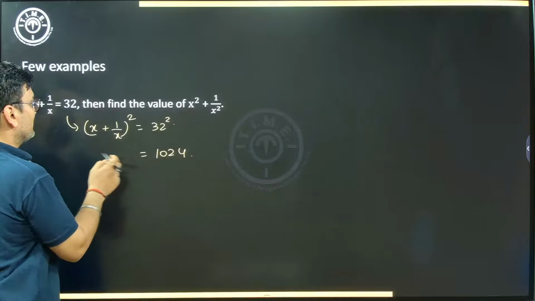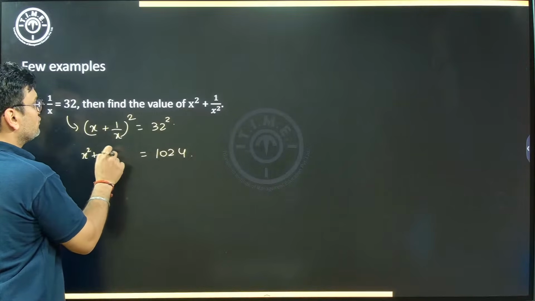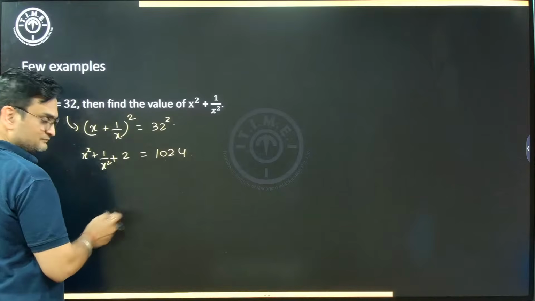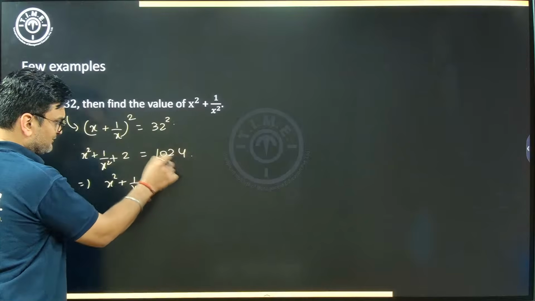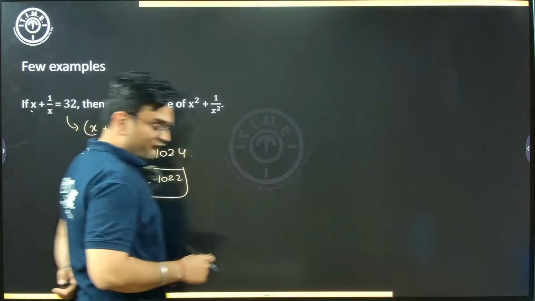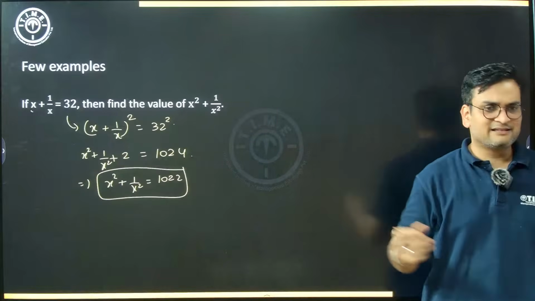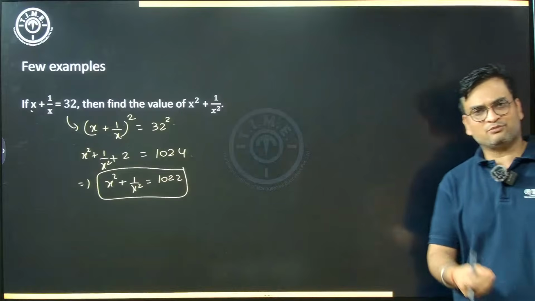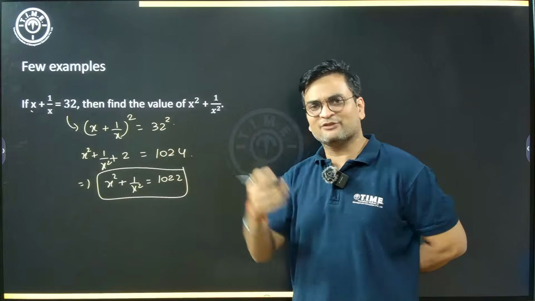So x plus 1 by x whole square will be what? X square plus 1 by x square plus 2 into x into 1 by x, which is 2. And hence, can I say my answer, x square plus 1 by x square will be nothing but 1024 minus 2. Now, once again, if someone is comfortable with calculations, he or she can get to the answer very easily. Probably, if they become really good, they can do it mentally also.